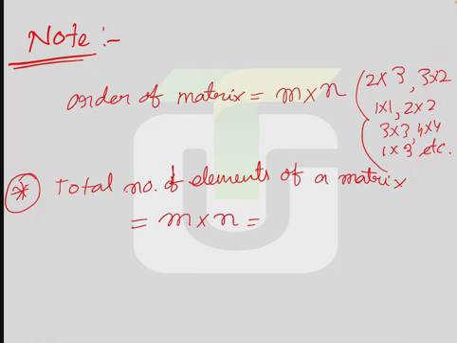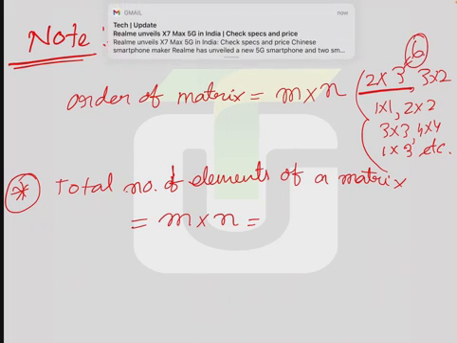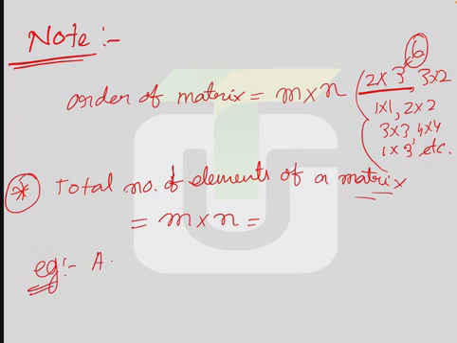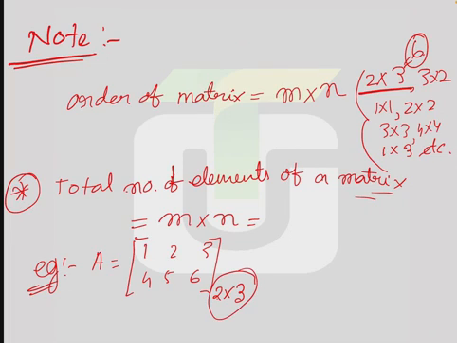So see, we write the order of a matrix like this, and if we multiply it, that means 3 into 2 is 6. This is the total number of elements of a matrix. So for example, suppose we have a matrix A is equal to 1 2 3 4 5 6. So the order of this matrix is 2 by 3, that means row 2 column 3, a 2 by 3 matrix. So if we ask you what is the order of a matrix, you have to write 2 by 3, correct?